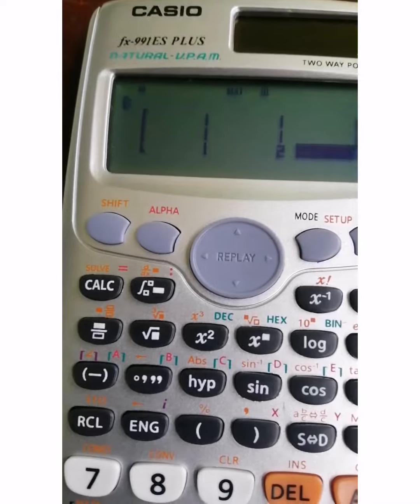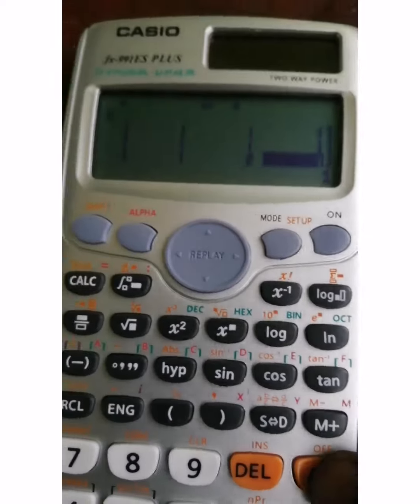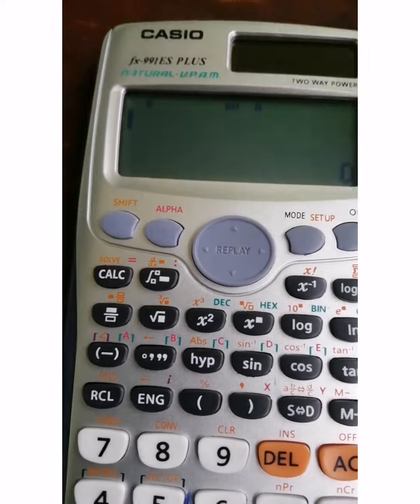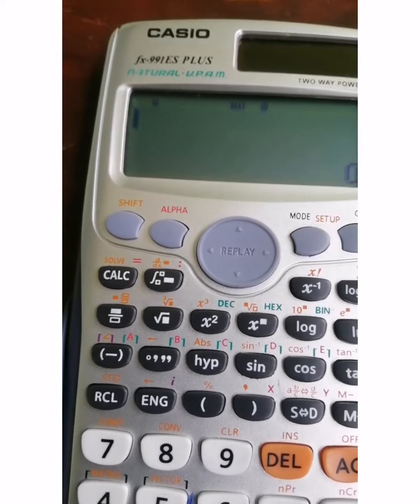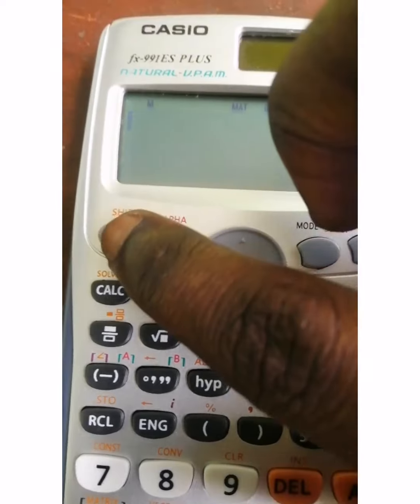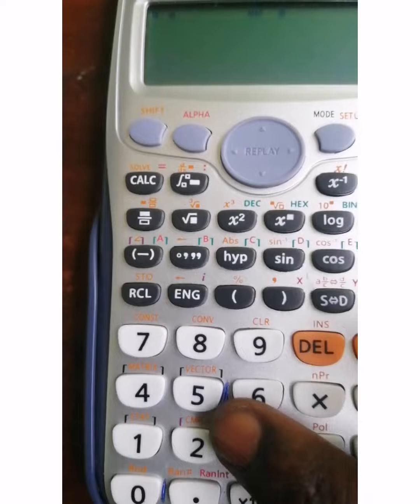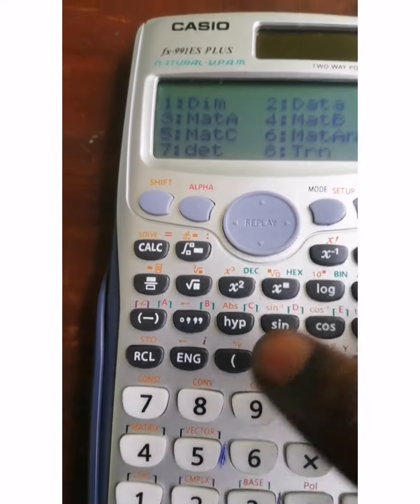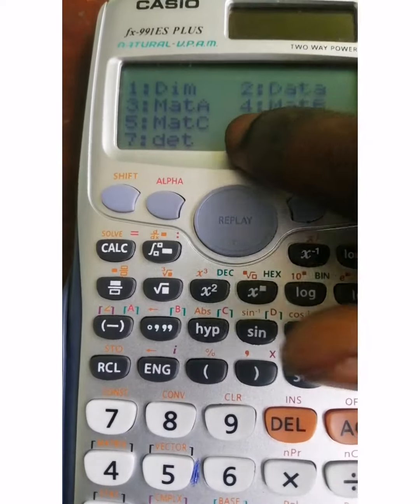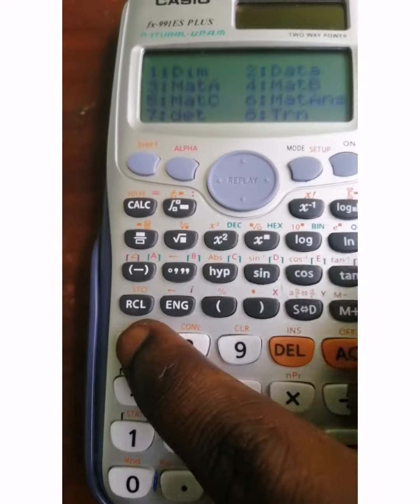After you are done with that, you just press AC, right? So I want to find the determinant of this matrix. How do I do it? How to find the transpose? How do I do it? You go to shift and you check on the calculator where they've written matrix. It goes with this color, matrix. Now I want to find the determinant, which is 7.